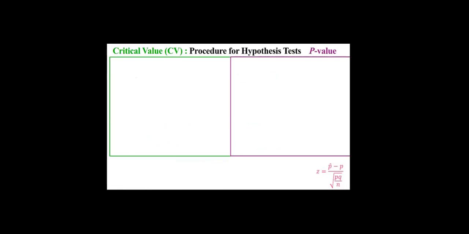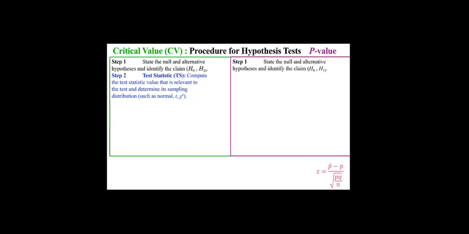The procedure was discussed previously, so let's quickly look at this procedure. We have the null and alternative hypothesis, H0 and H1, the same thing for the p-value. Then we go with the test statistic. That means depending on what we are testing, we use a different test statistic. In this section, we are dealing with proportion. So the bottom right has the formula for test statistic. Z is p hat minus p over the square root of pq over n.